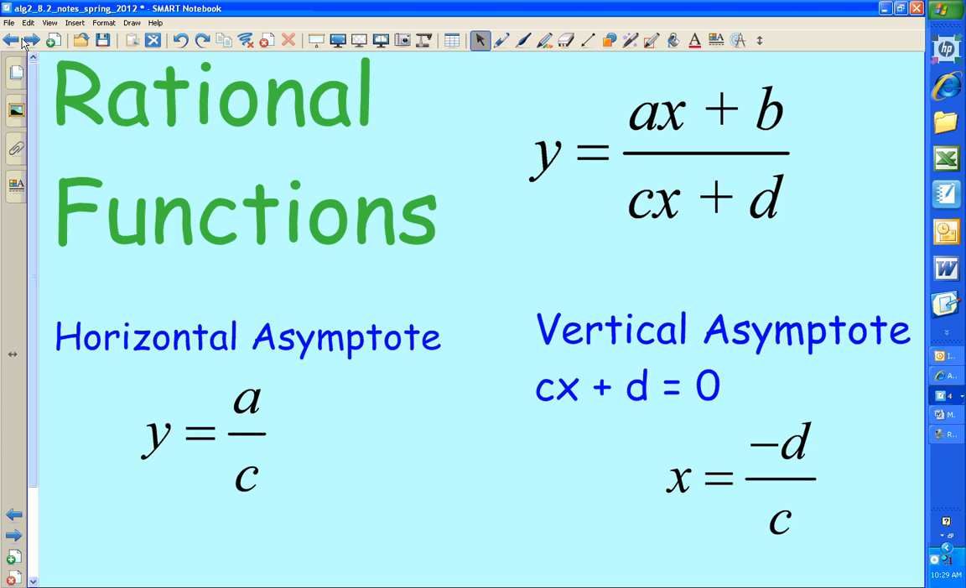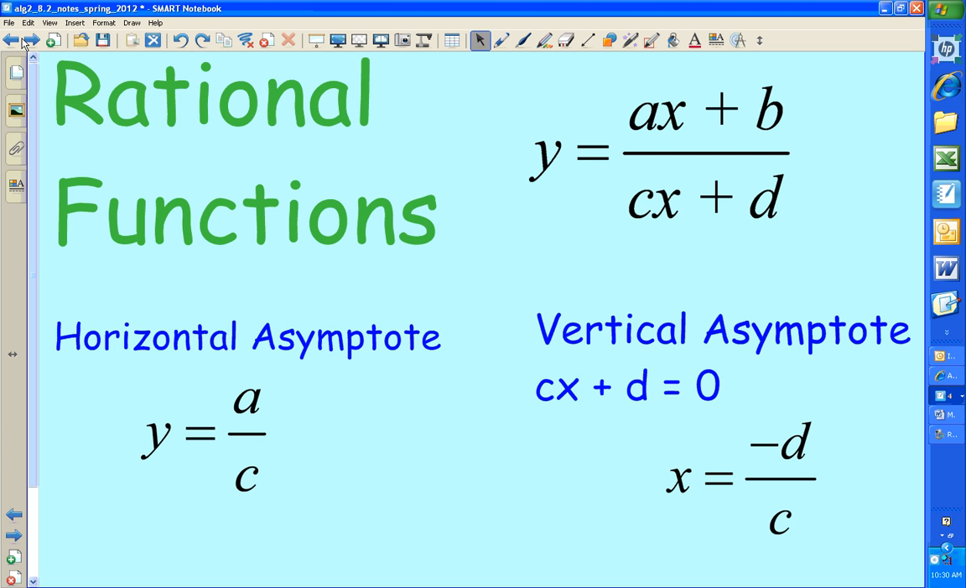Plug in a 10,000 for x top and bottom, and then round to the nearest tenth. That'll give you your horizontal asymptote. So for our class, that'll be plenty close enough. Plug in a 10,000 wherever you see x, and round to the nearest tenth.